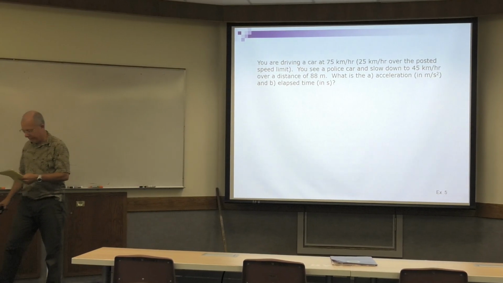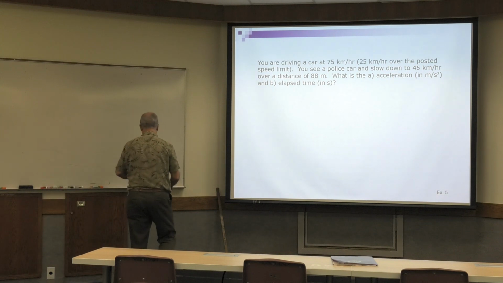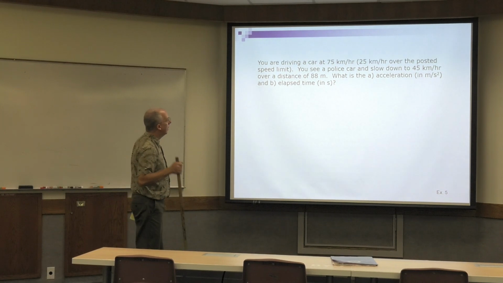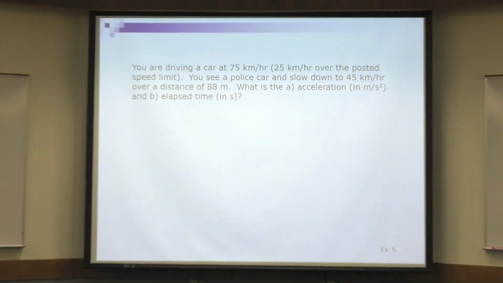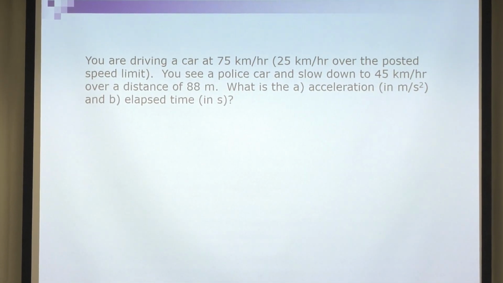Okay, we're going to do another problem. We'll do lots of problems, so you should be able to do these on your own. You are driving a car at 75 kilometers per hour, 25 over the speed limit. You see a police car slow down to 45 over a distance of 88 meters. What's your acceleration and elapsed time?